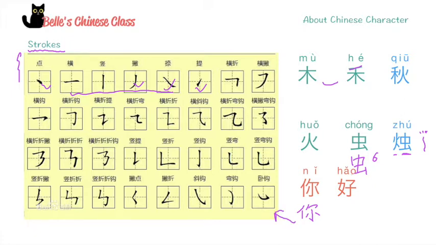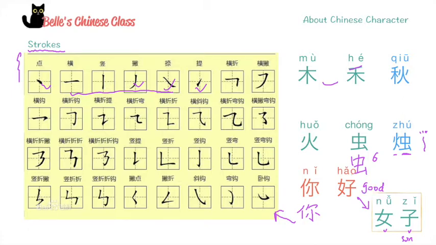The character hao is composed by 2 characters, nu, write it like this one. Zi is composed by this stroke. Nu means daughter, zi means son. If you have both a daughter and a son, that's a very good thing to Asian people. So we combine these 2 characters together to mean good, 好.